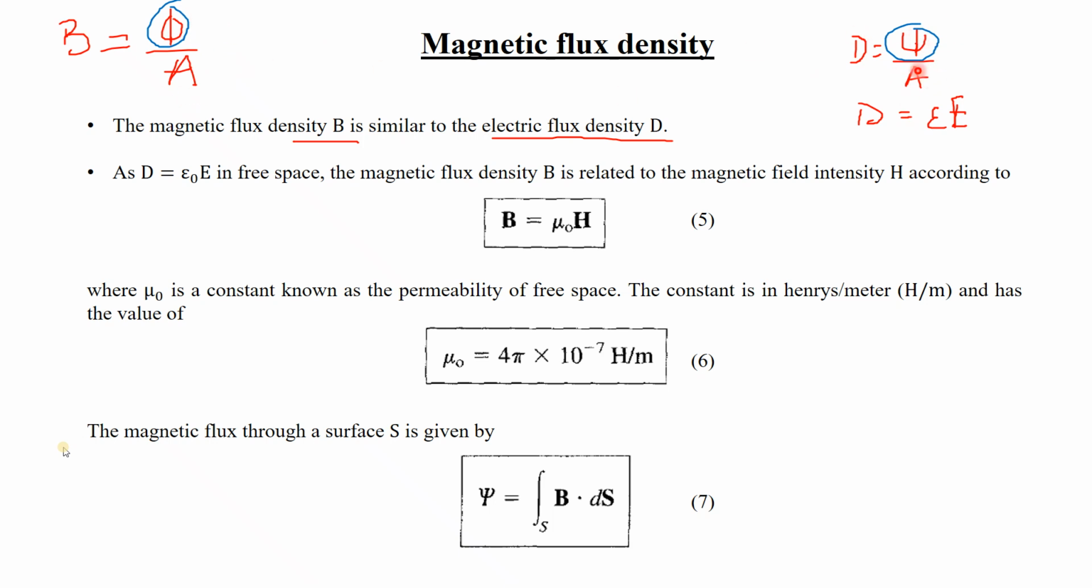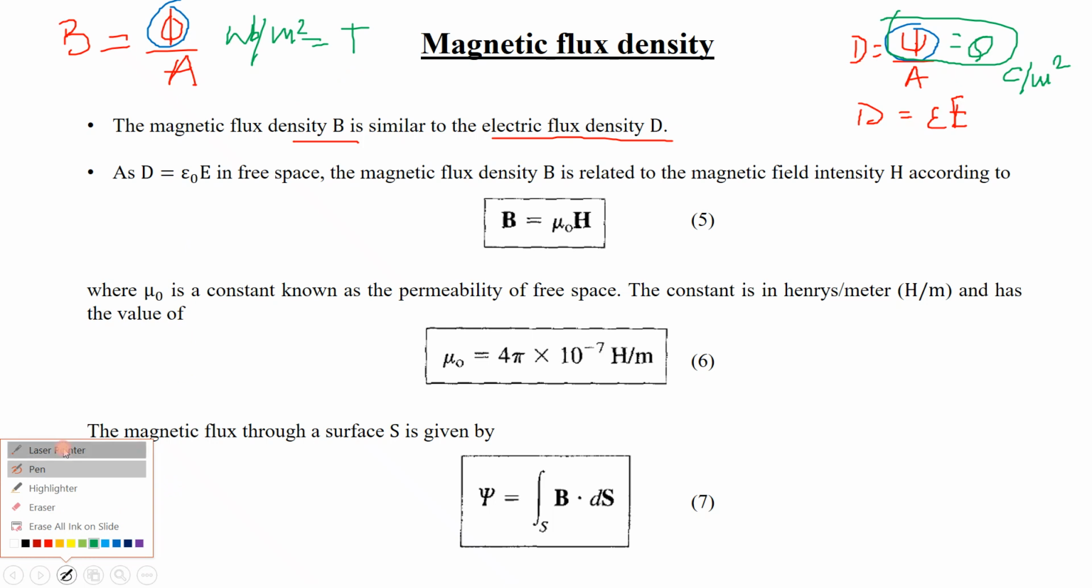This is Weber per area, but the electric one is actually Coulomb. Why Coulomb? Because electric flux is equal to electric charge as per the Gauss law. That is why it is Coulomb per meter square. But for magnetic flux it is Weber per meter square, WB per meter square, or Tesla, capital T, after the famous electrical engineer and scientist Nikola Tesla.